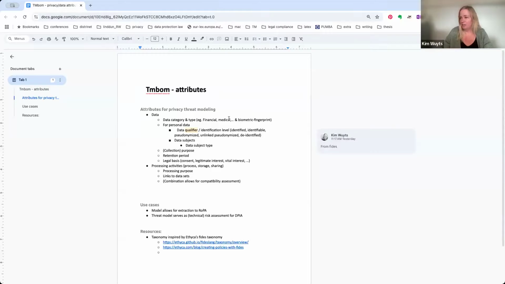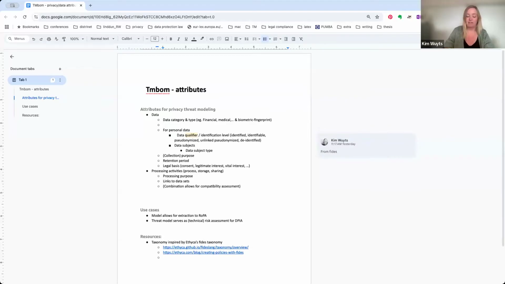What I don't have here yet, I think, but what might make sense is to also have classifiers, like sensitivity of data, as you have from a security perspective, saying that this is classified internal stuff. I'm gonna write this down so I don't forget it.